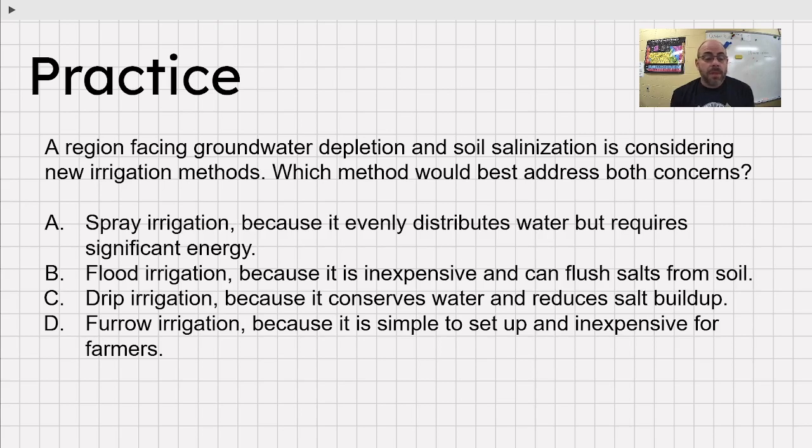Well, let's go see. Spray irrigation? Probably not. Flood irrigation? Definitely not. Drip irrigation? Sure, right? Very little water. It's going to conserve water. It's going to put it under the soil or right next to the base of the soil, and it's going to reduce salt buildup. We like C.